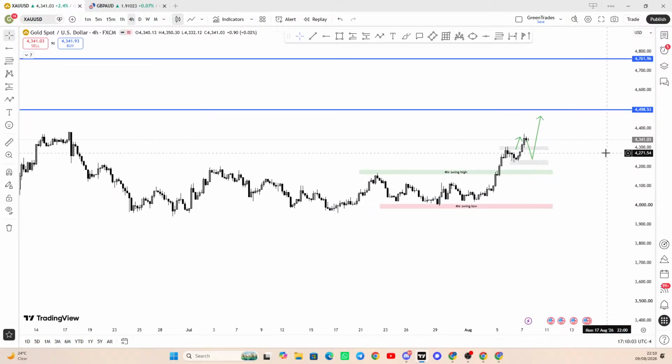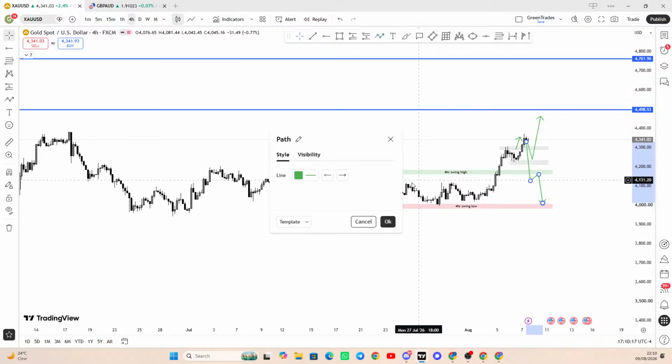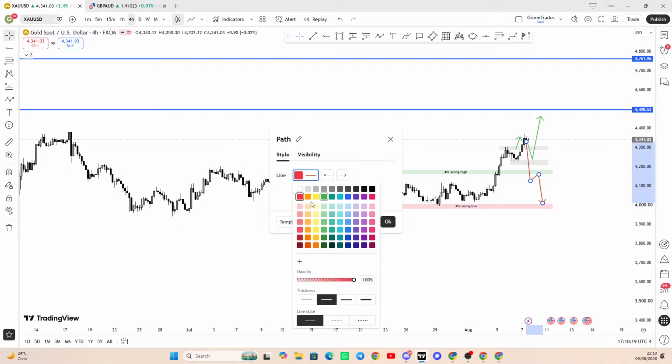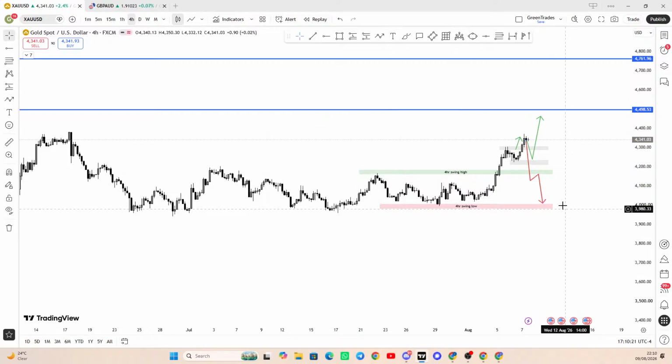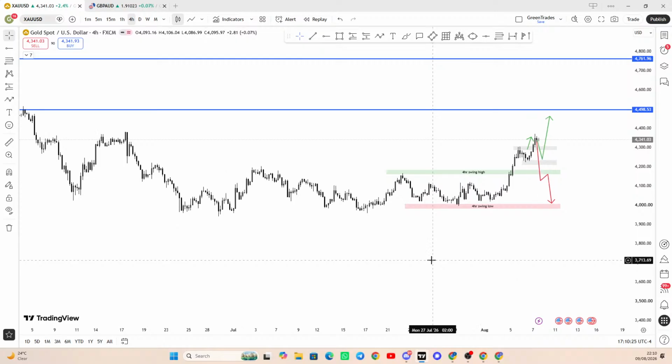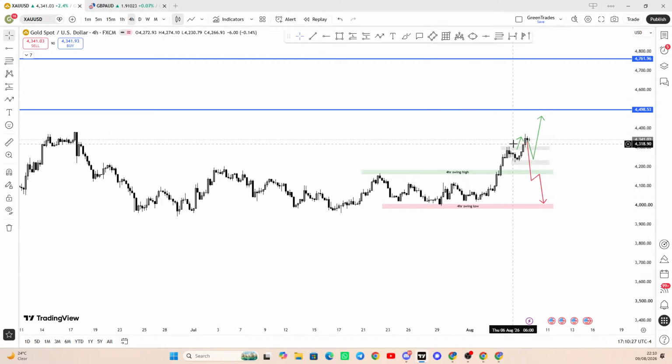If it breaks this low, if this support doesn't stand, and this thing comes all the way down here and then it breaks this, right? If it breaks this low, then I'm looking for something like this to the downside, right? I'm looking for something like that to the downside. Yeah. So this is what gold is looking like for me right now. This is how I'm seeing gold right now.